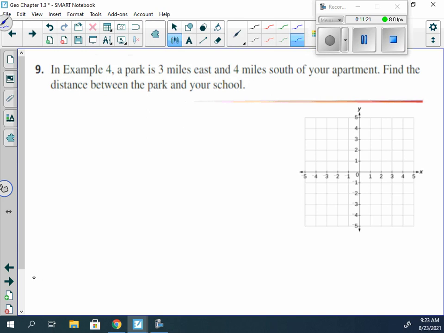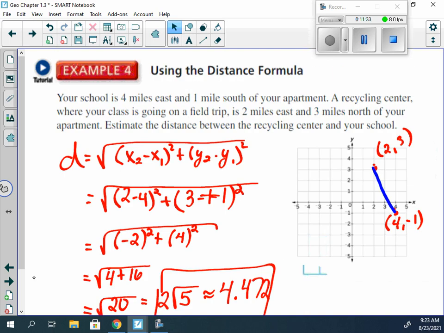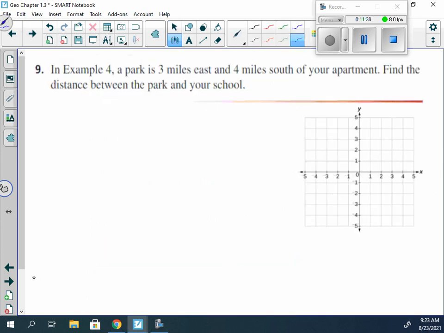In example 4, a park is 3 miles east and 4 miles south of your apartment. Find the distance between the park and your school. So our school is 4 miles east and 1 mile south. So our point 4, -1 is where the school is at, and that's just from our previous problem. But now what we want to find is a park that is 3 miles east and 4 miles south. So 3, -4.